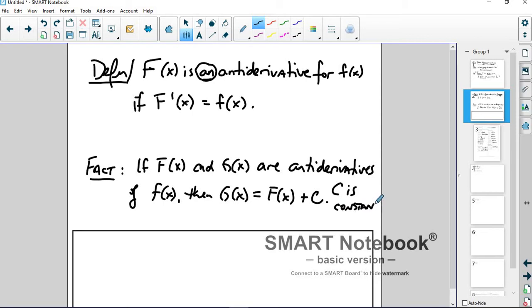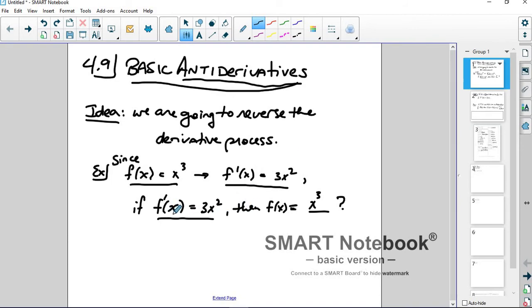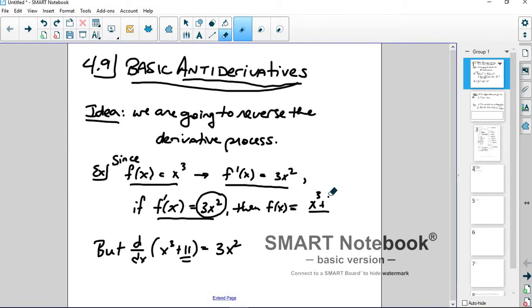All right, now what exactly does that mean? Well, let's go back to this first problem here. If f prime of x is 3x squared, then f of x is x cubed. Well, yeah, that's true, but what if we took the derivative of x cubed plus 11? What do you get? You also get 3x squared because the derivative of a constant is 0, right? So when we go backwards, there could be constants over here that we didn't know were there, right? We have to have more information to get what this constant might be.